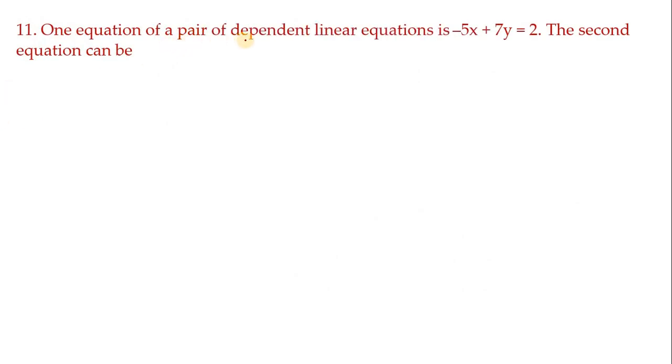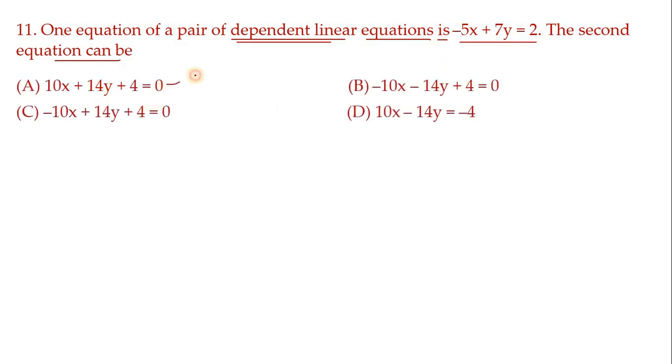One equation of a pair of dependent linear equations is, see, they are talking about dependent linear equations, minus 5x plus 7y equals 2. The second equation can be, so given options are, so this is the a1 and this is b1 and this is the c1 and this is the d1. So dependent means, we get it, dependent is only for coincident lines, meaning all ratios should be equal, children. So for that, the given equation is what? First consider that. That is not in standard form. Let me write it in standard form.